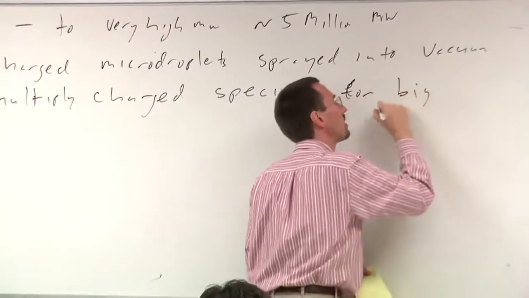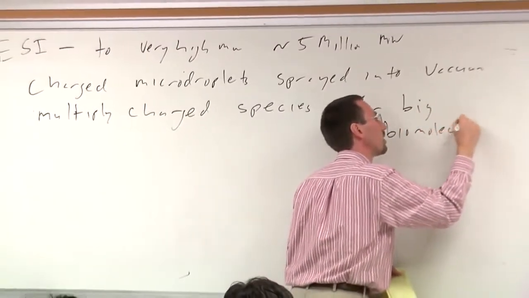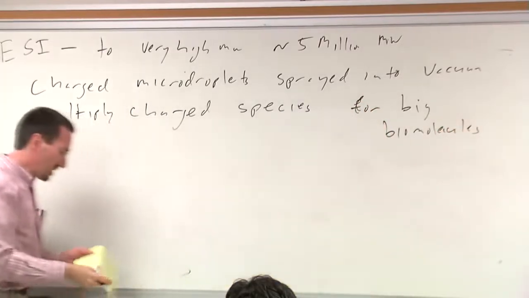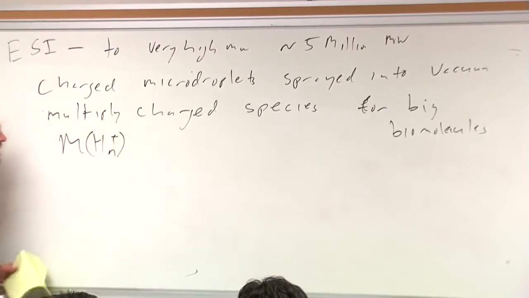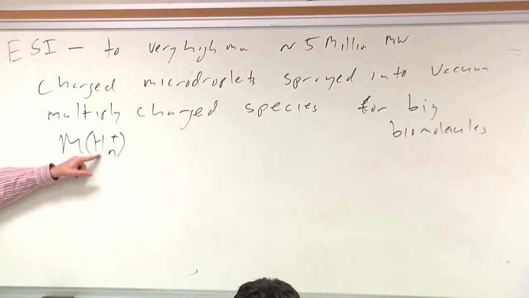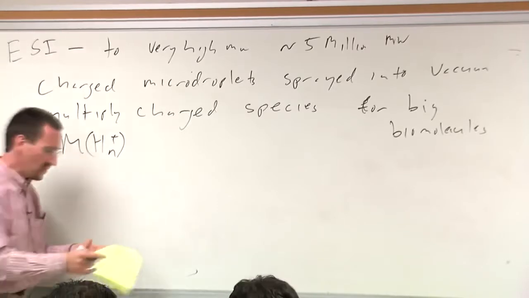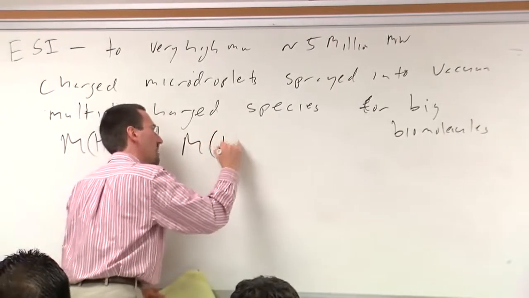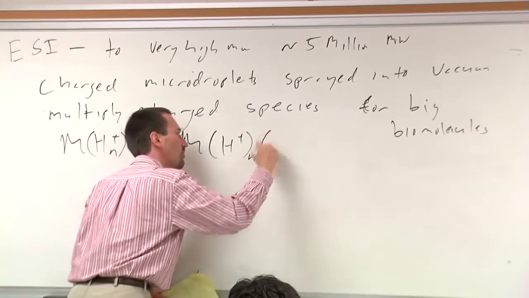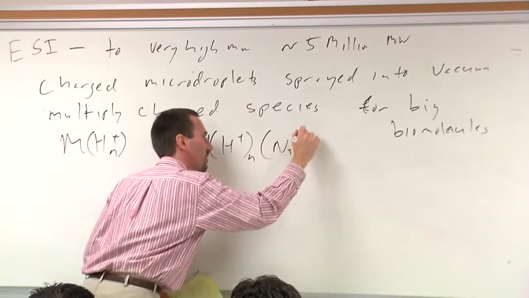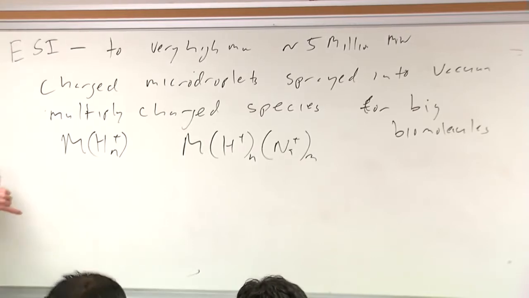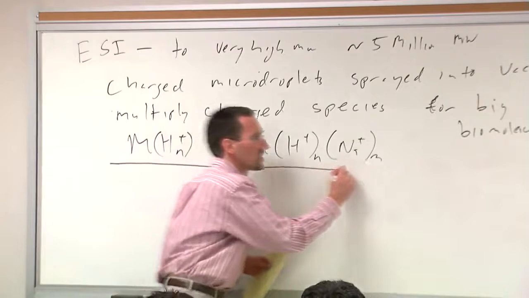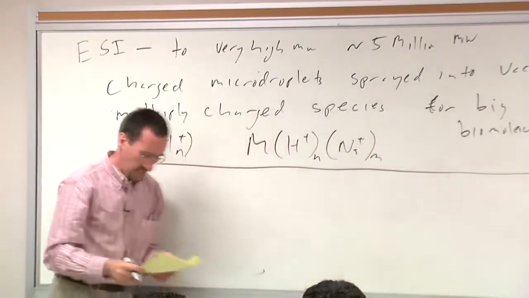I'll say big biomolecules. So for example, you will end up with MHn plus. You might end up with 3 protons on your molecule. Often you will pick up sodium, so you will end up, for example, with a certain number of protons and a certain number of sodiums on your molecule. The sodium cation will give charge to it as well. Anyway, I'm going to show you an example of an ESI mass spec in just a second.